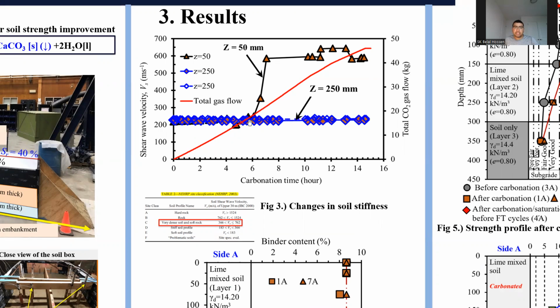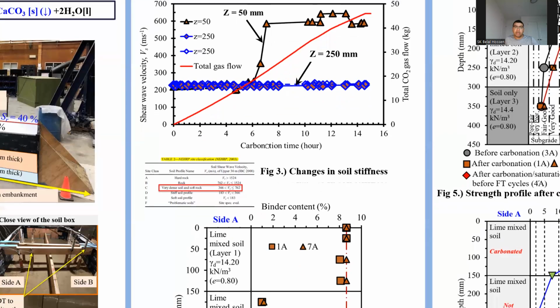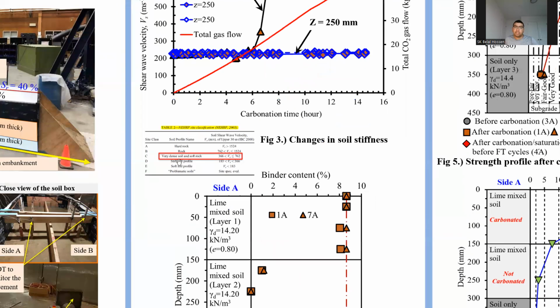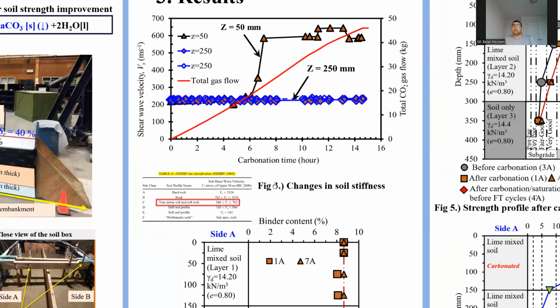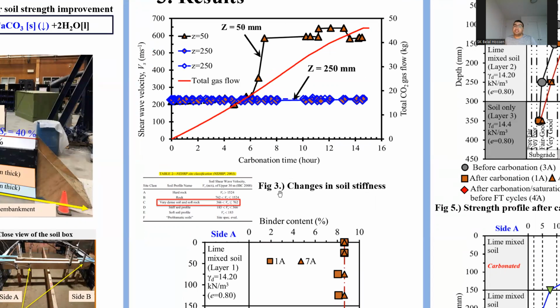So after 6 hours of carbonation, we can see there is a sharp increase in shear wave velocity, which remains and reached about 600 millimeters per second. So we can clearly see there is a significant strength improvement, and the value corresponds to a soil that represents very dense soil and soft rock. This provided us an indication that as soon as we introduce the gas, there are obvious changes in soil property, and that is an instantaneous process.